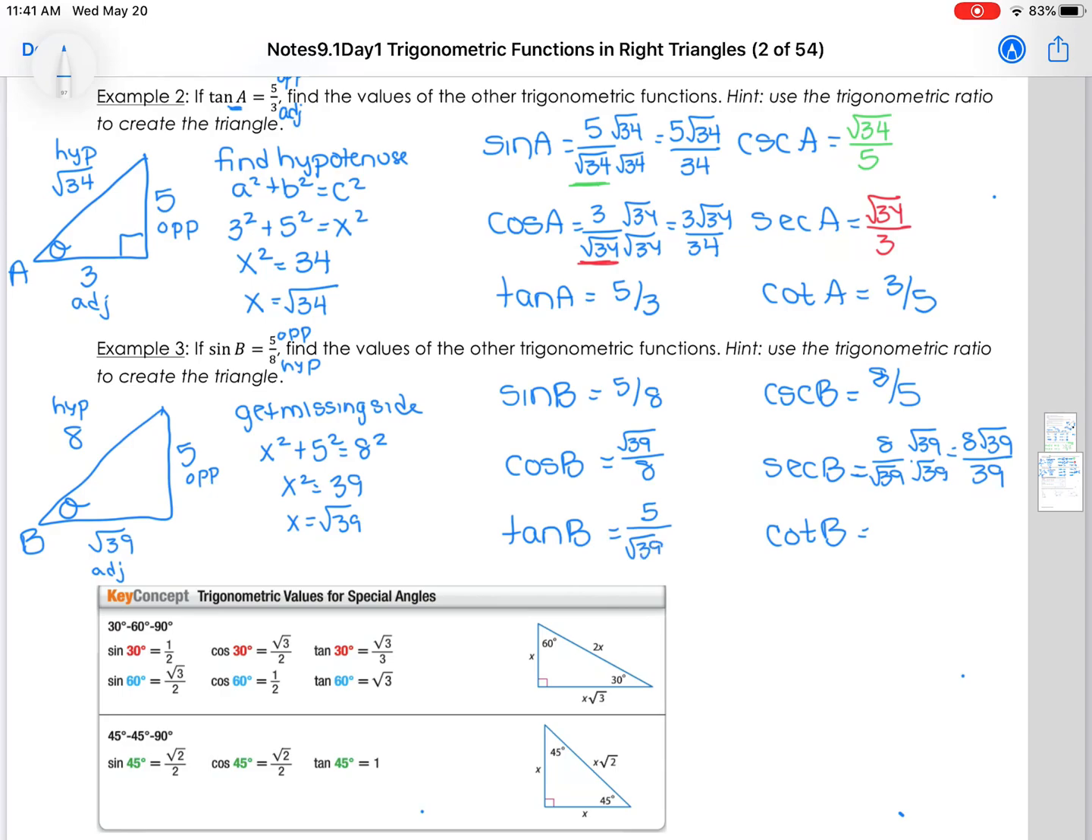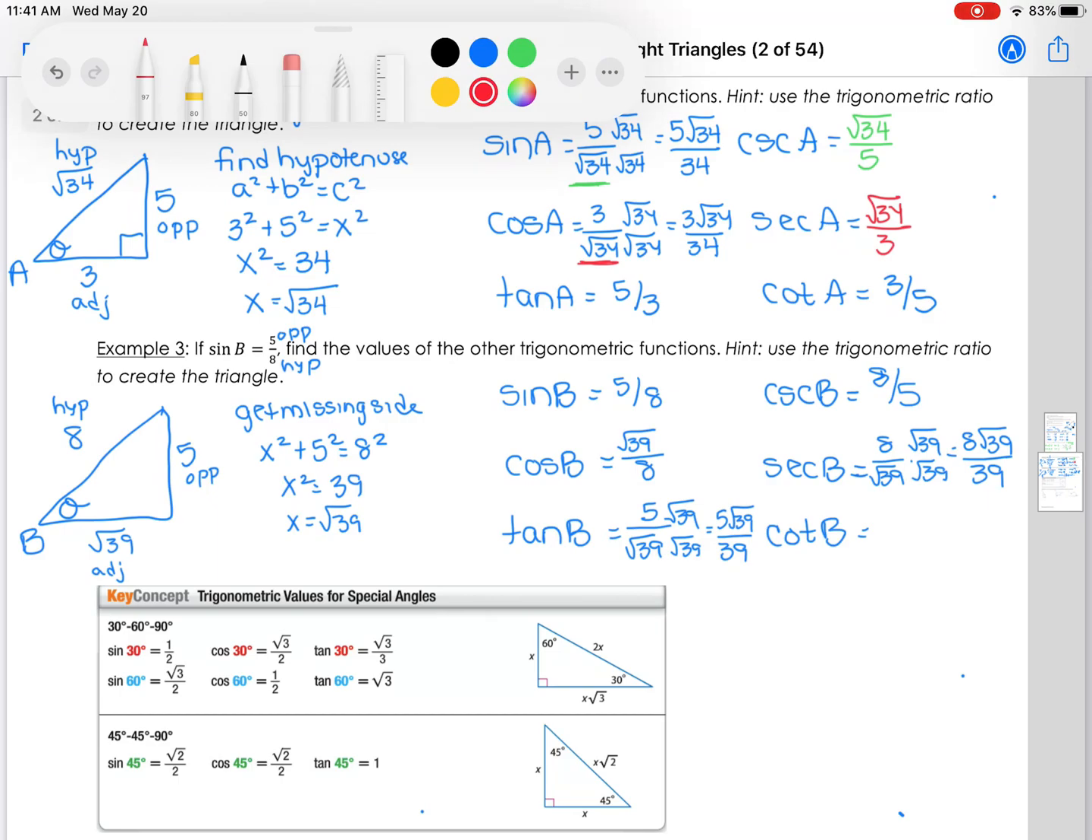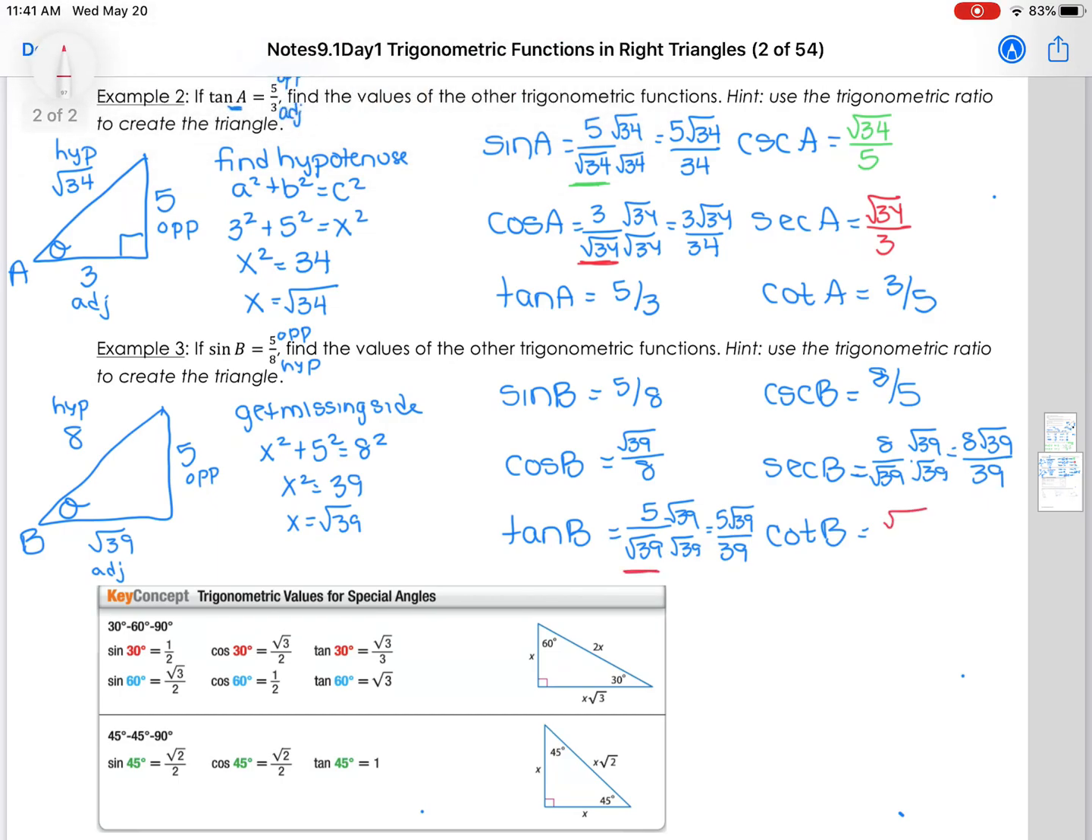For tangent, it's opposite over adjacent. So that's 5 over radical 39. Can't have that, so we're going to rationalize. And you end up with 5 radical 39 over 39. Now again, for cotangent, you go back to the original one you had written here.